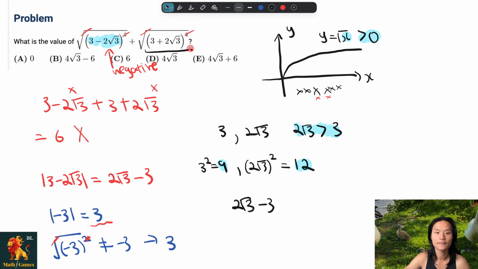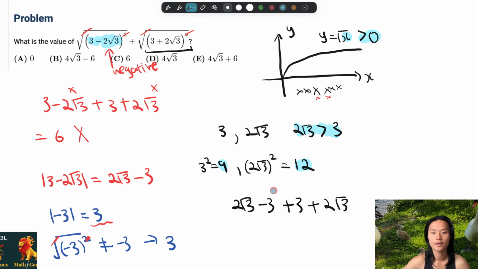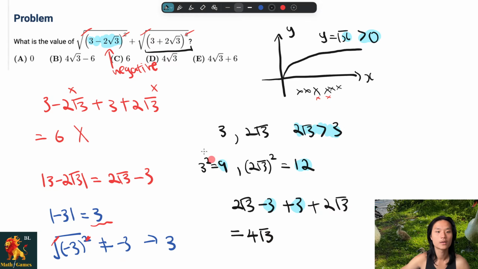So putting everything together, we have 2 root 3 minus 3. And for the second expression, we can indeed just cancel out the square root and the square because 3 plus 2 root 3 is greater than 0. So we have plus 3 plus 2 root 3. We can see that the minus 3 and the 3 cancel out and we are left with 4 root 3. So the answer is D, okay?